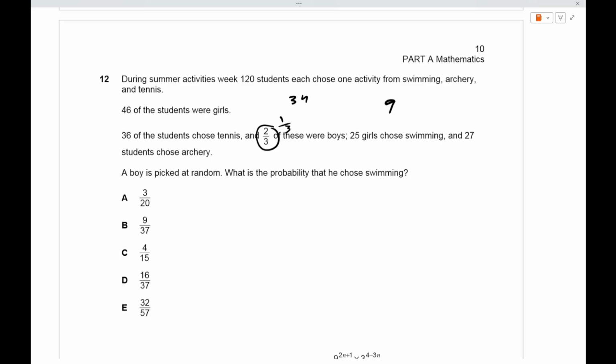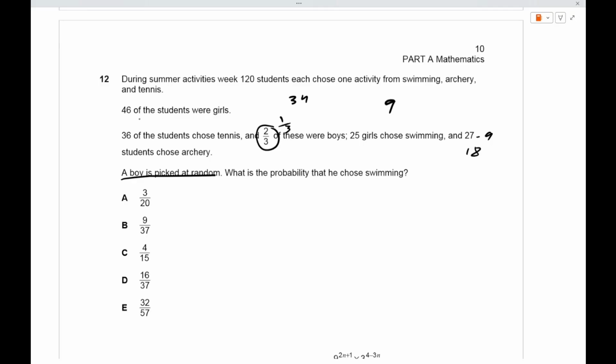So what does that mean? That means that the boys that do archery is going to be 27 minus 9, which is just 18. What's the question? A boy is picked at random, and the probability that the boy chooses swimming. So how do you know this? You have to find out the boys.